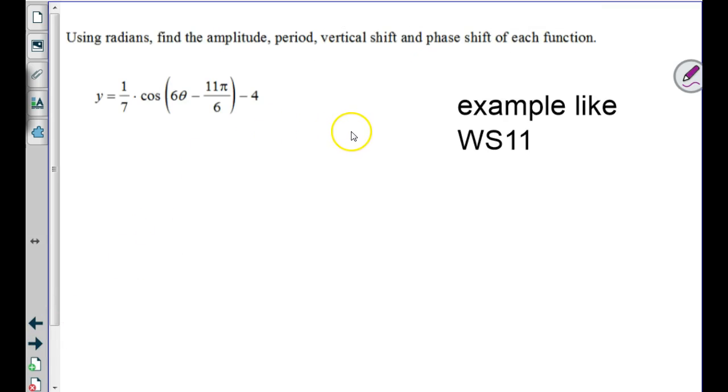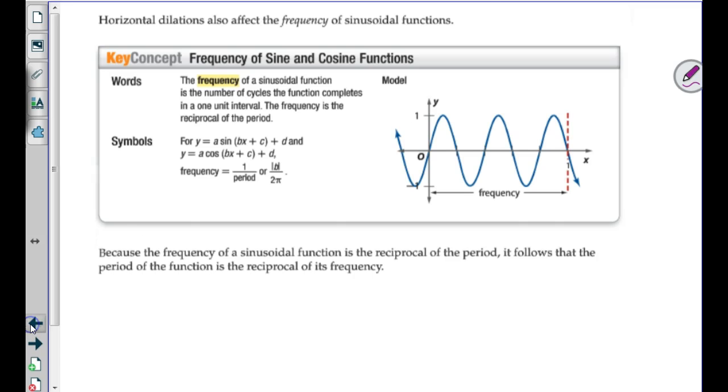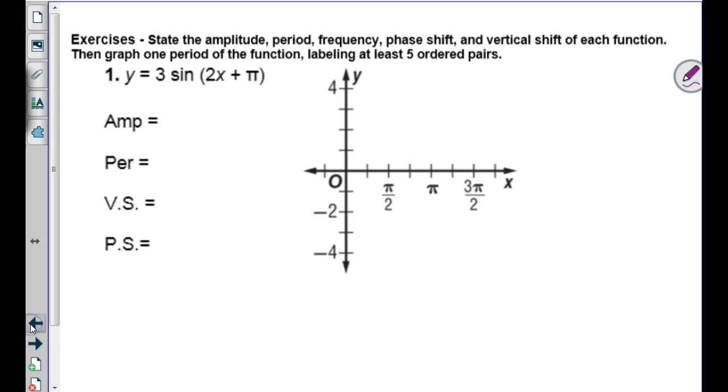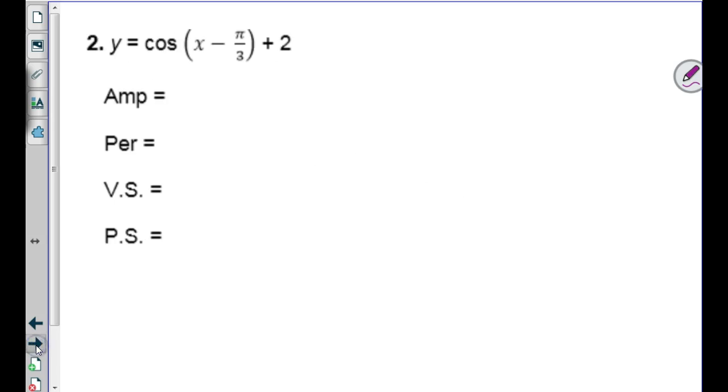Worksheet 11 has some questions about identifying. So you have to be able to identify the phase shift. So let's talk through a couple of these without actually graphing today. That's a better plan. Skipping that one today.